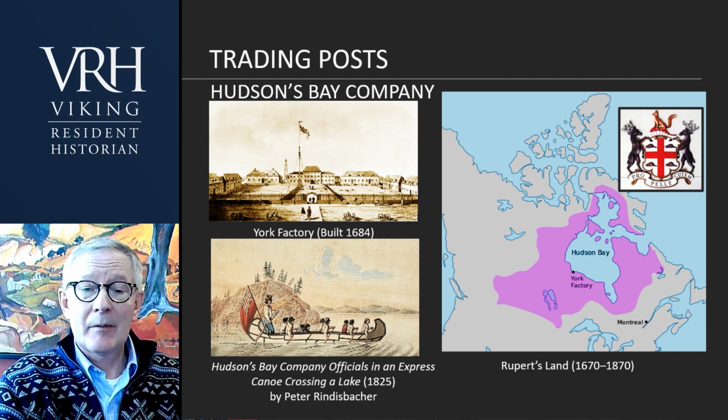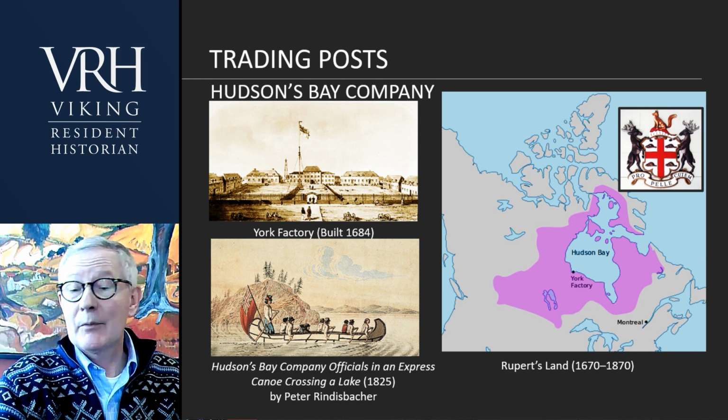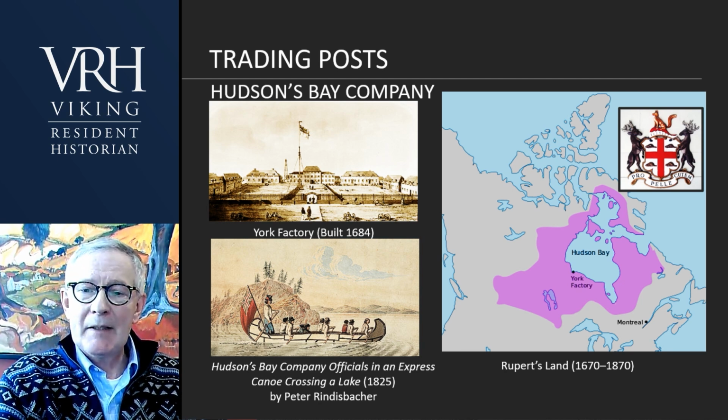And you see a picture of it up in the upper left corner there. This was called Prince Rupert's Land, and Prince Rupert was actually the first governor of the Hudson Bay Company. He was a cousin of the king. He was Prince Rupert of the Rhine, so he was a German prince, and he was the first governor of the Hudson Bay Company.